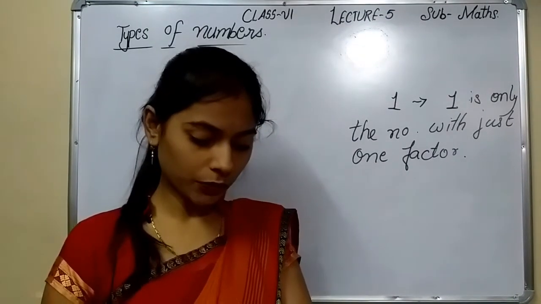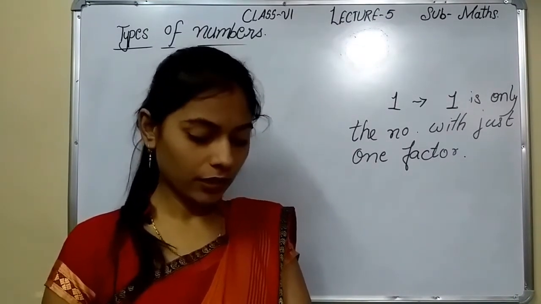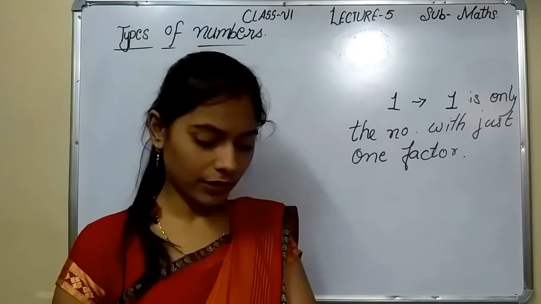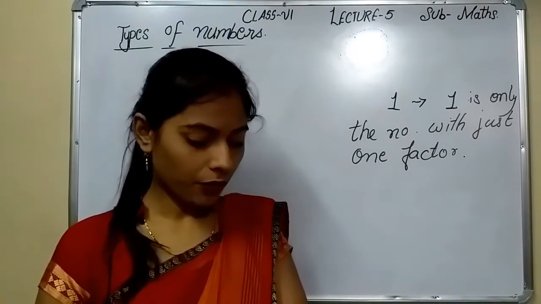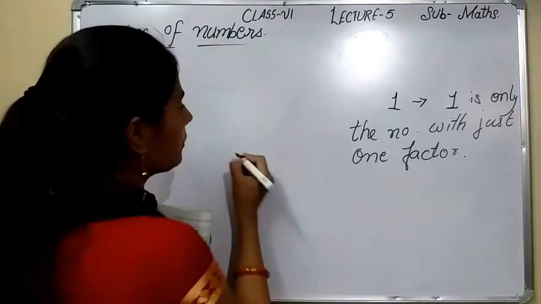Okay, now see, second point, there are many numbers with exactly two factors. For example, 2, 3, 5 and 7. These factors are 1 and the number itself. These are called prime numbers. Now see what are prime numbers.